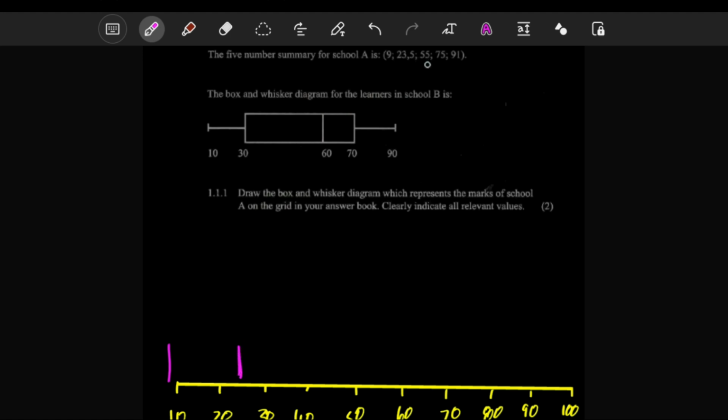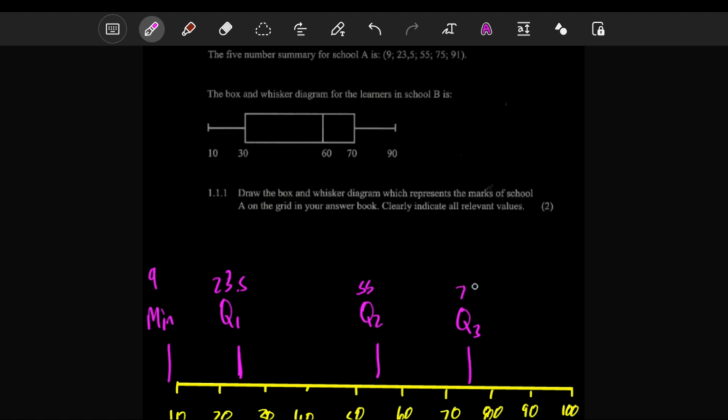Then 55 is in the middle. That's your Q2. Let me label these: you have your minimum, your Q1, your Q2. The minimum here is 9, Q1 is 23.5, and Q2 is 55. Then you have 75, which is in between 70 and 80. We know this is clearly Q3.